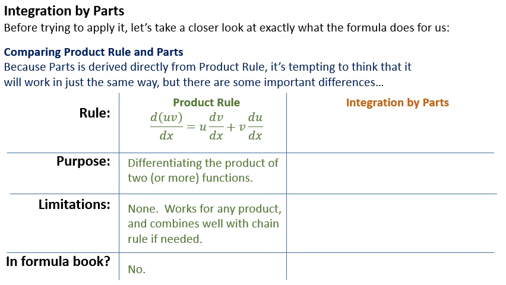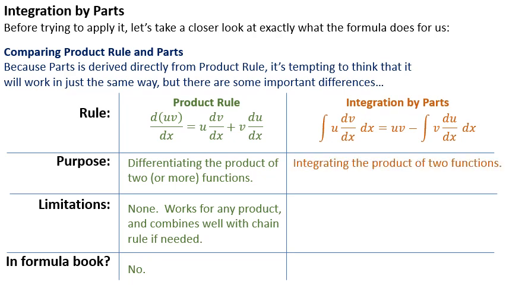On the other hand, integration by parts, the formula looks a little more complicated, and although it is derived directly from product rule, it is going to be a little bit harder to get in your head because you've got minus signs, you've got derivatives of v and of u kicking around in different places. The purpose is similar to with product rule. Product rule is for differentiating the product of two functions, and integration by parts is for integrating the product of two functions.